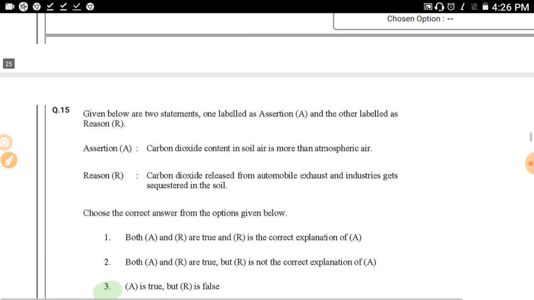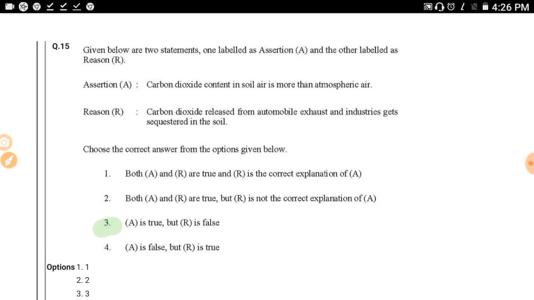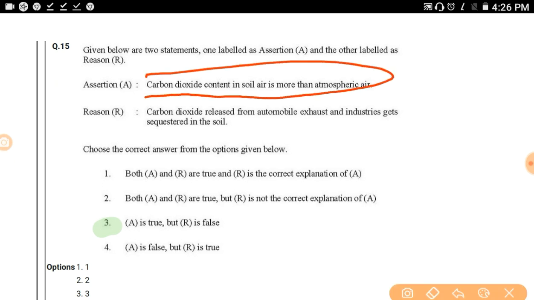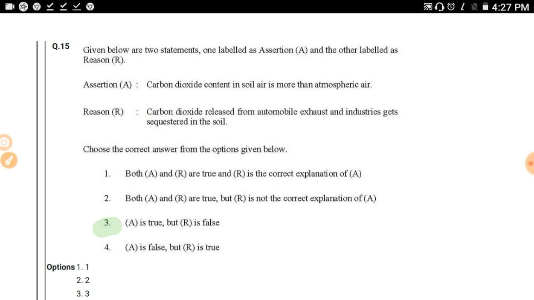Next question. Given below are two, assertion and reason. First is: carbon dioxide contained in soil air is more than atmospheric air. Second: carbon dioxide released from automobile exhaust and industries gets sequestered in the soil. See, the first option is true because carbon dioxide contained in soil air is more than the atmospheric air. It is true, and carbon dioxide released from automobile exhaust and industries gets sequestered in the soil, this is not true. It is false.